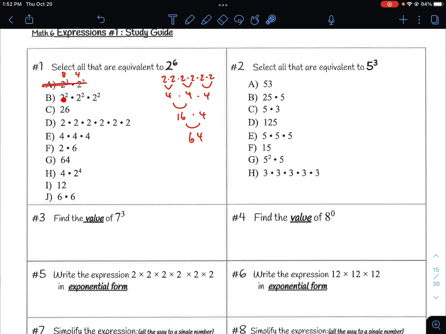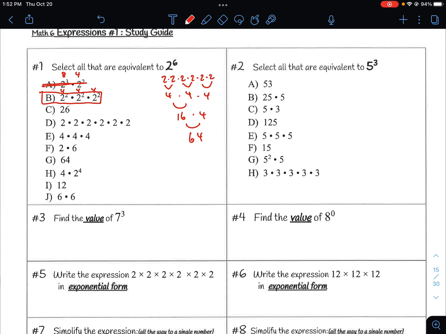B, 2 to the 2nd times 2 to the 2nd times 2 to the 2nd. Well, 2 to the 2nd is 4, and that's also 4, and that's also 4, and 4 times 4 times 4 does equal 64. And if you remember, we had 4 times 4 times 4 over there, so yes, that does equal 64.